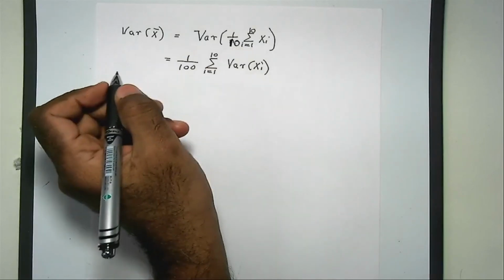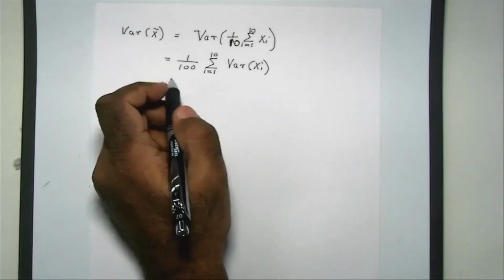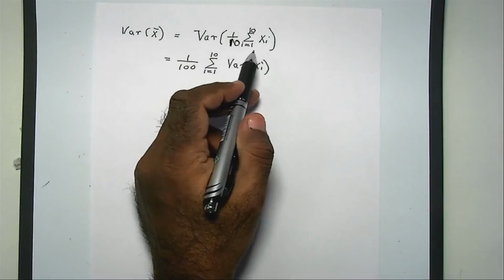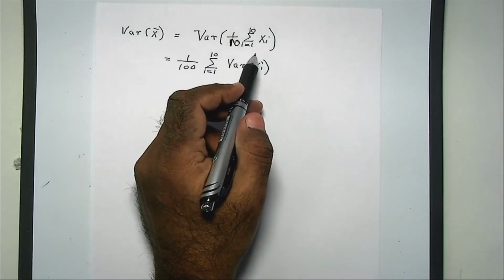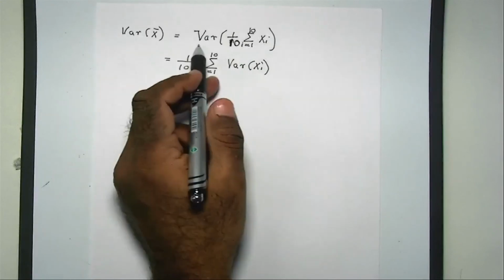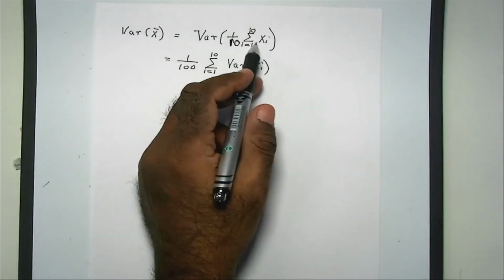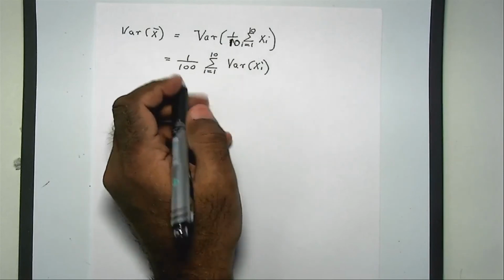All right. You are allowed to do this because xi is a random sample. That means they are independent and identically distributed. They are independent, so you can bring the variance inside the sum. Right?